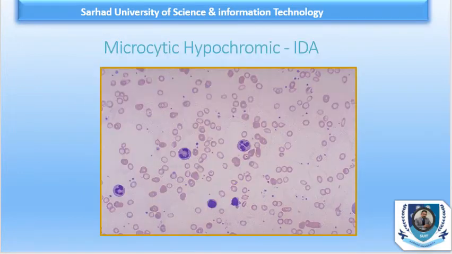Now when we make the slide, on the slide we have such types of cells. These are the red blood cells which are severely hypochromic, and they are smaller than their normal size, so they are microcytic. And on a peripheral smear, you must remember that we compare them with the nucleus of a mature lymphocyte.